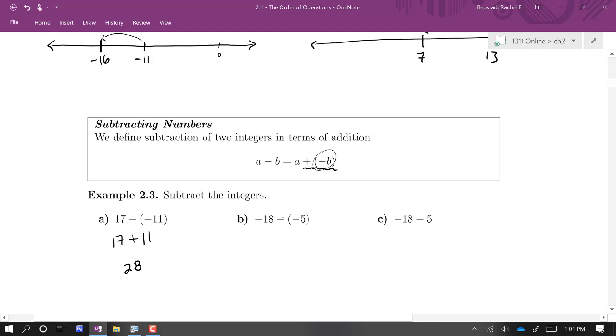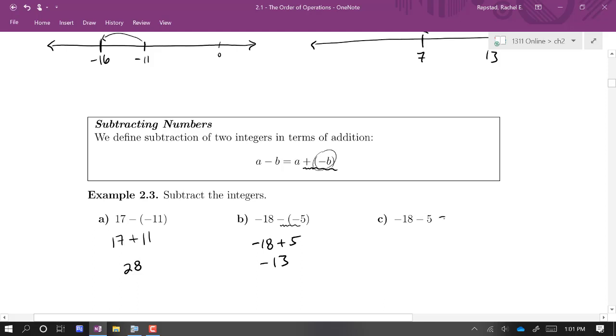Negative 18 minus a negative 5. Again, that's subtracting a negative, so I'm going to add positive 5. And negative 18 plus 5 is negative 13. And the last one, negative 18 minus 5. Now there's no double negative this time. I'm not subtracting a negative. It's just negative 18 minus 5.